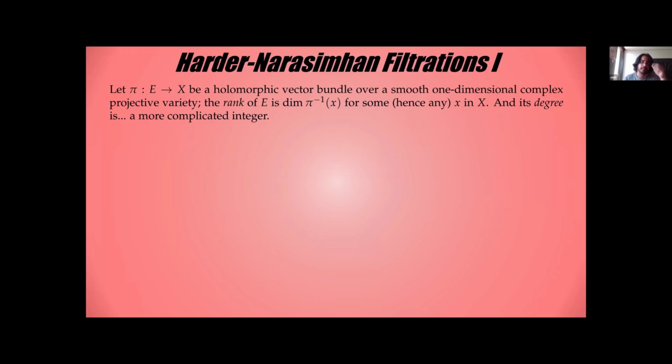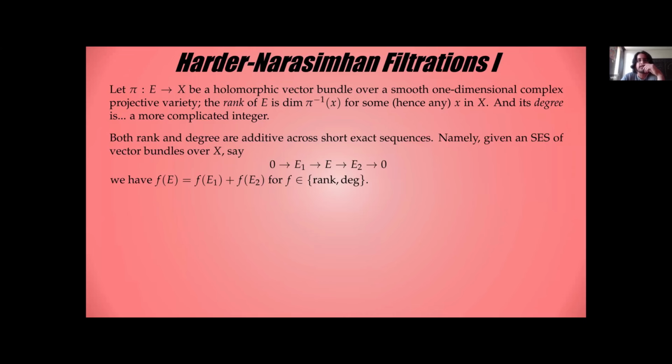Okay, what's interesting about rank and degree is that both of them are additive across short exact sequences. So let's just believe me for a second that it makes sense to define short exact sequences of vector bundles. It's actually not so bad. You just get short exact sequences of one-dimensional complex vector spaces or something. Anyway, given a short exact sequence of vector bundles, both rank and degree have the additive property that if you take the ranks of the two outside parts and add them up, you get the rank of the middle, and similarly for the degree.